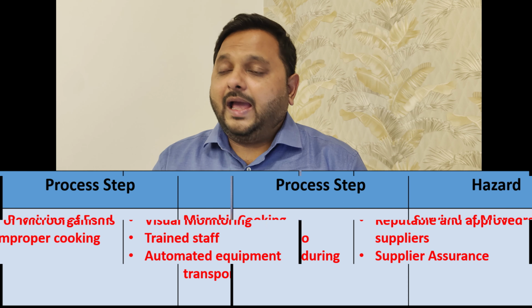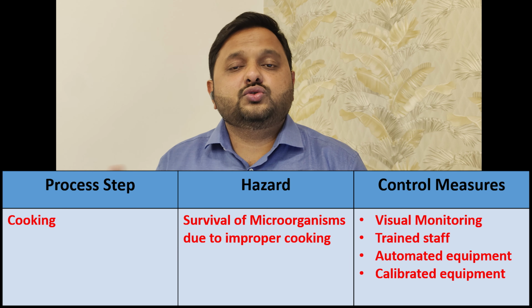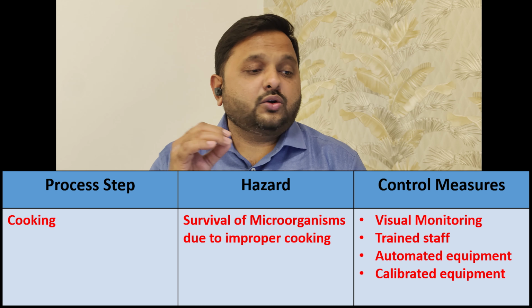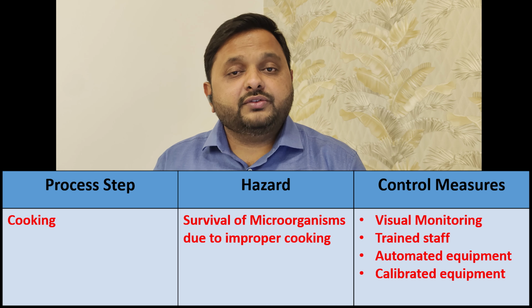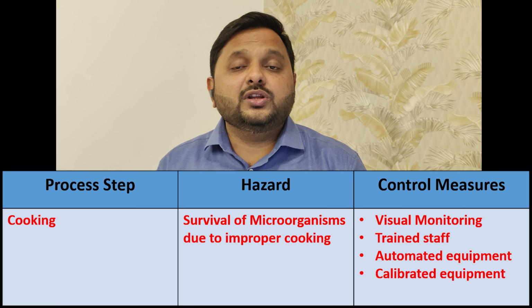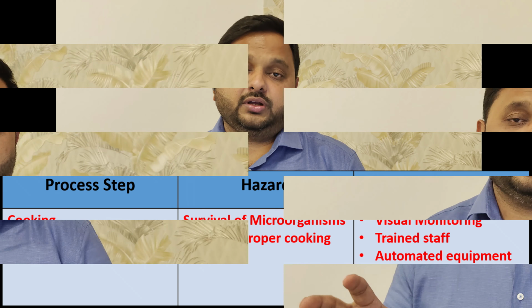Another example which we took was improper cooking, which results in survival of microorganisms. So for that, the control measure will be monitoring of the cooking step, training of the staff, and also to have maybe automatic cooking mechanisms or automatic ovens which will cook the food properly and thoroughly and will not allow survival of microorganisms. So all these control measures which I just explained to you are part of the prerequisite program of good manufacturing practices and good hygiene practices through which we get the control measures.